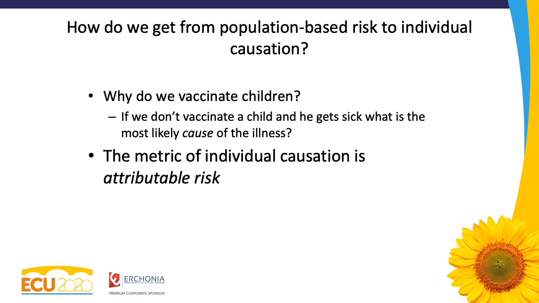What we use to measure individual causation is called attributable risk. The example I just gave you is a good example of attributable risk. The child who doesn't get vaccinated with a vaccine that eliminates 99% of disease and who gets sick, in that child we could say 99% of the cause of his illness is the failure to vaccinate him.